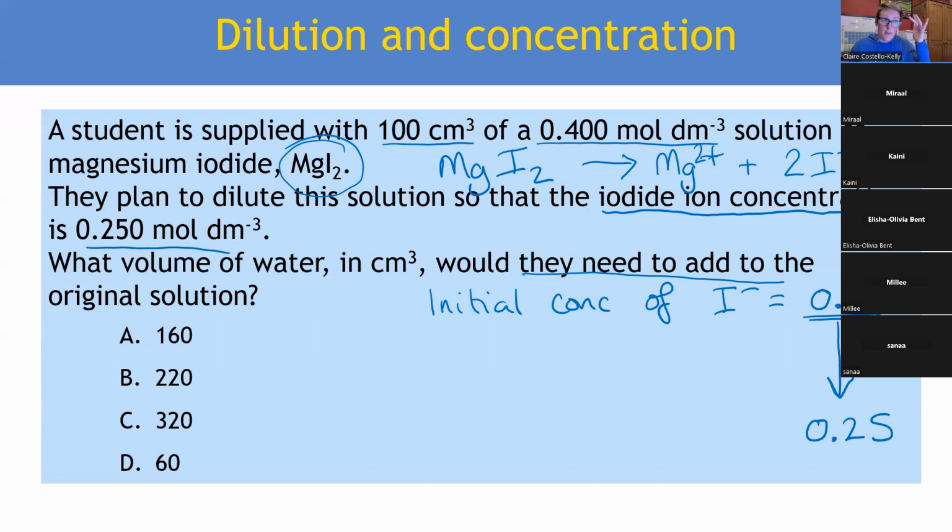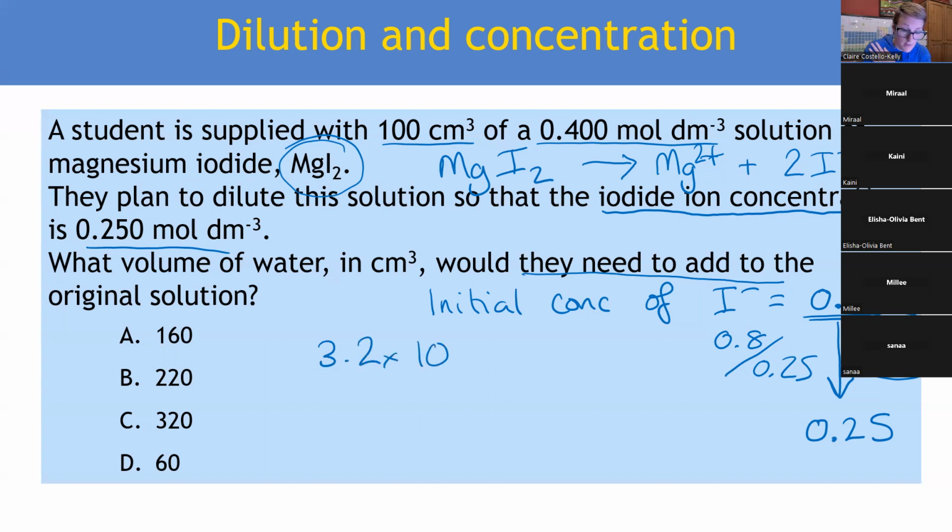This number's not quite so easy to do in your head. Don't do it in your head. You will get it wrong. I trust you. You will. So the way I do it is I do 0.8 over 0.25. It is 3.2 times diluted, 3.2 times smaller, or you can go the other way and say that 0.8 is 3.2 times bigger. Doesn't matter. It means I need 3.2 times the volume.